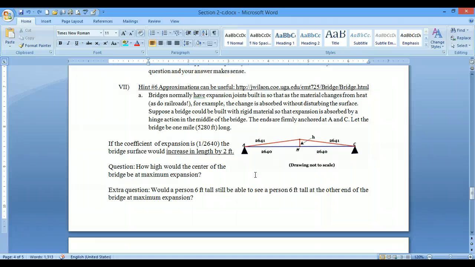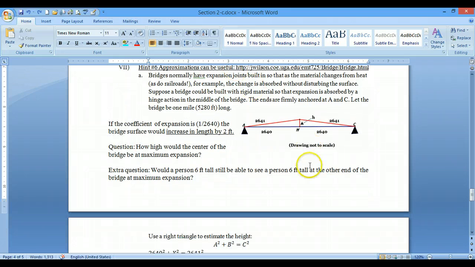So how high would the center of the bridge be at its maximum expansion? And a little extra question, would a person who's 6 feet tall be able to see another person 6 feet tall on the other side of the bridge when it's at its maximum expansion? Your problem in the book is a railroad, and a railroad is going to bow instead of having a hinge action. So it's a slightly different problem, but the same concept, and it's pretty fascinating. If you want to go see a little bit more, you can go here.